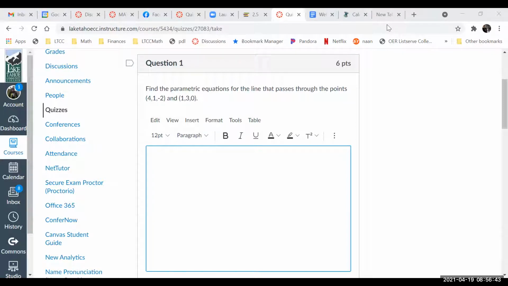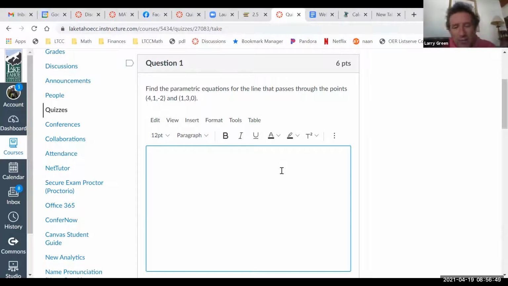Find the vector by subtracting the first point from the second point. Yeah, I call that the slope vector, so I'm just going to call that m. m is equal to (1, 3, 0) minus (4, 1, -2). So 1 minus 4 is -3, 3 minus 1 is 2, and 0 minus -2 is also 2. Any questions on finding the slope vector?